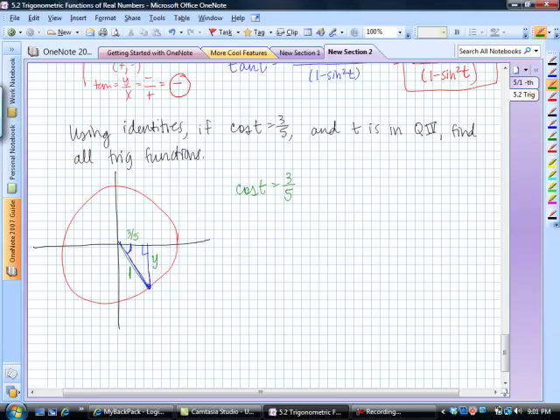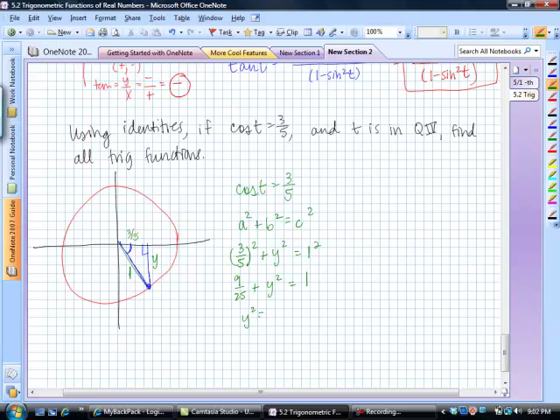So if we have 3 sides of a right triangle, can we find the third side? Of course we can. A squared plus b squared equals c squared. So we say 3/5 squared plus y squared equals 1 squared. So that's going to be 9/25 plus y squared equals 1.